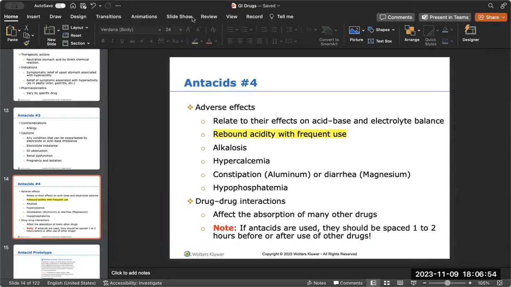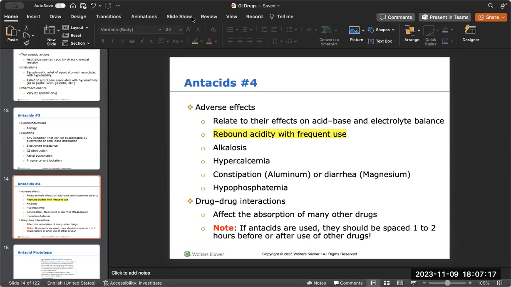But for the whole class in general, all of these drugs, the problem with antacids or things like Tums is that they can cause rebound acidity. So the more that you use it, even though it's supposed to help neutralize acidity, it can actually make your body more acidic. So it's really not that effective for long-term use. It could also affect the absorption of other drugs. A really, really important point.